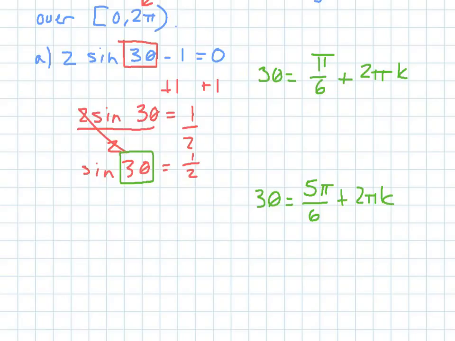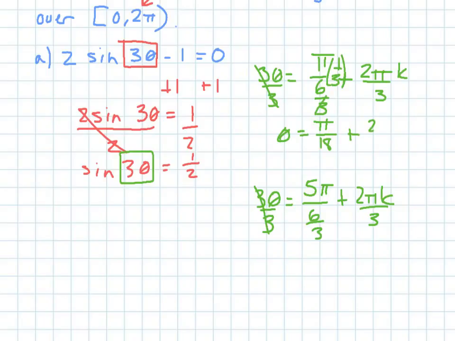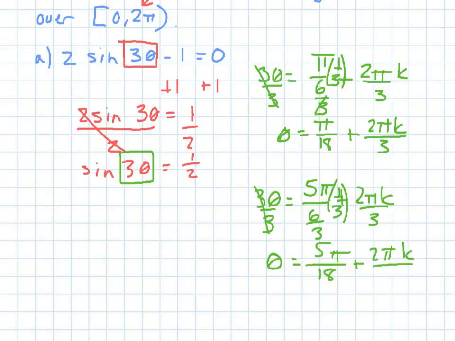So here for this, we want to divide and get the theta by itself. So I'm going to divide everything by 3. That includes the 2 pi k for both. Okay, that gives me theta is equal to, and remember you got to multiply by the reciprocal, so pi over 18 plus 2 pi k over 3. So it's like 2 pi over 3 times k. Same thing with this one. So theta will equal 5 pi over 18 plus 2 pi k thirds.